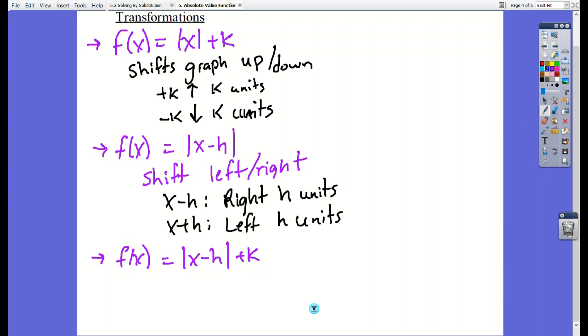So what are you guys noticing? What happens if we do both the vertical shift and the horizontal shift? We kind of put them together. It moves it diagonally, right? It's going all over the place.